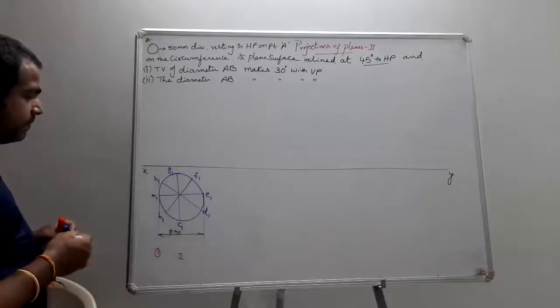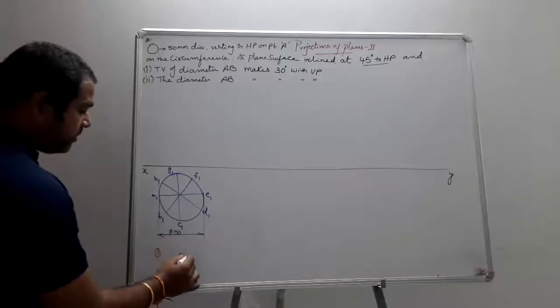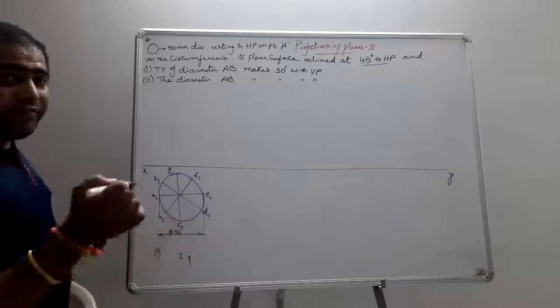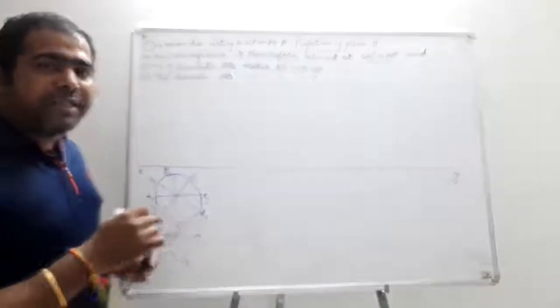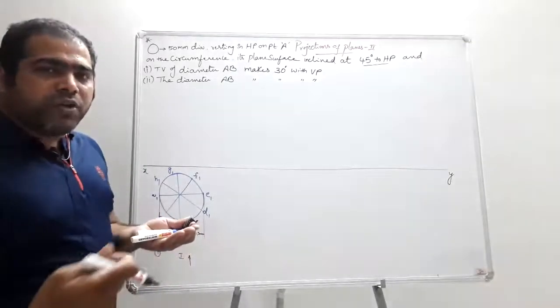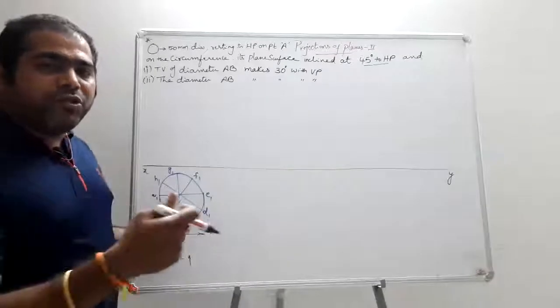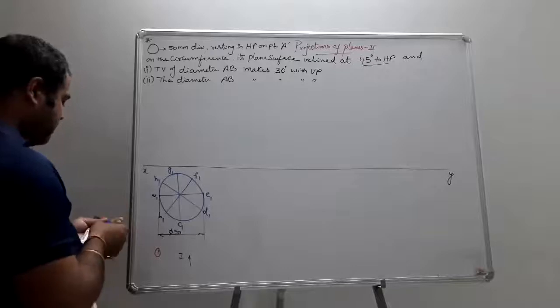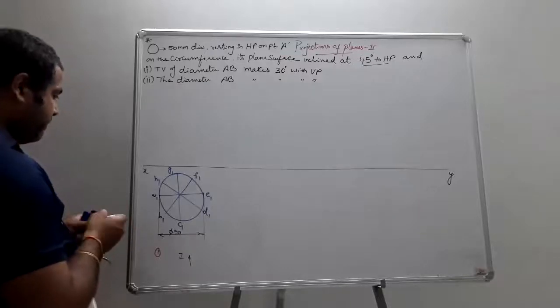Diameter 50. When you are supposed to see the top view, you are going to see the true shape. While you are seeing the front view, the front view should be obtained on HP. Why? Because your plane surface is resting on HP. So when you are seeing from the front, the view should be obtained on X1. Now draw the vertical projectors from all the points.